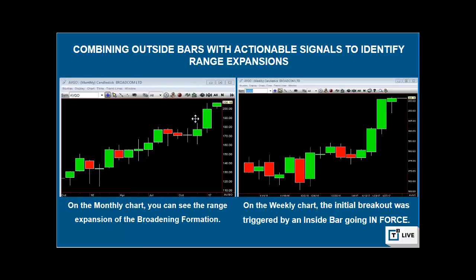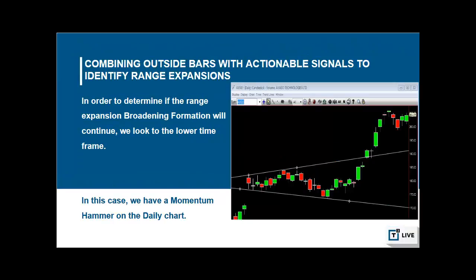Then if we break it down further, since we know this is a fractal triangle, we can look for signals above that for more range expansion. So in this case, in order to determine if the range expansion broadening formation will continue, we look at those lower time frames. So in this case, you can see this here: the higher high, the lower low, higher high, lower low, comes back up, then gets through this. It sits there, goes inside day momentum hammer. At this point, this is a VGO. When it broke to here, it was an outside month to the upside with full time frame continuity to the upside, with the actionable signal being an inside day momentum hammer. Boom and gone. These are the combinations we're going to constantly look for.